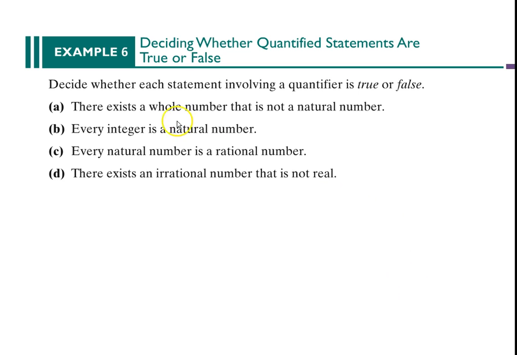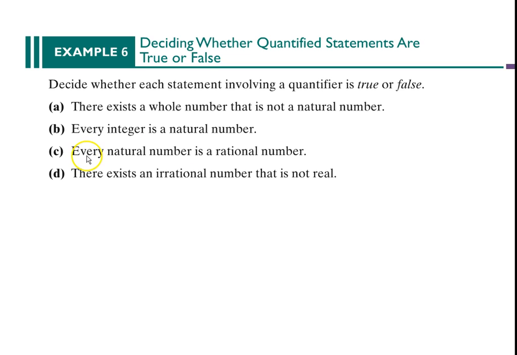And then deciding. There exists a whole number that is not a natural number. We did this one earlier. This is going to be true. And that would be 0. Every integer is a natural number. No, we said -1 is an integer, but it's not a natural number. So this one's false.